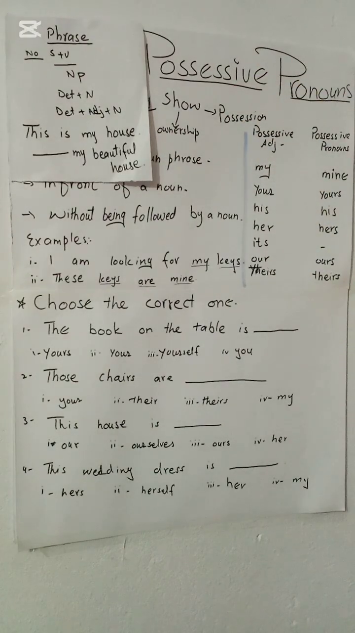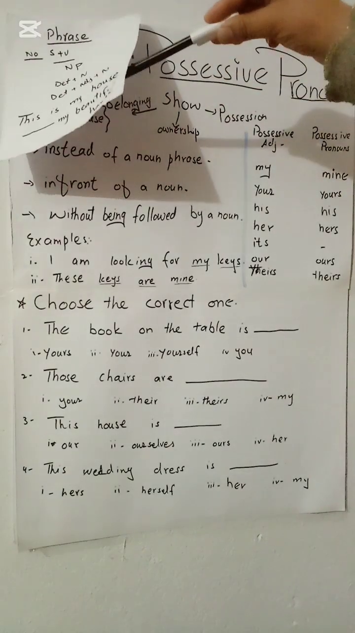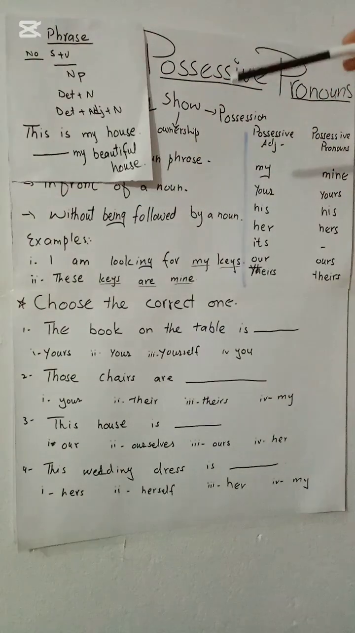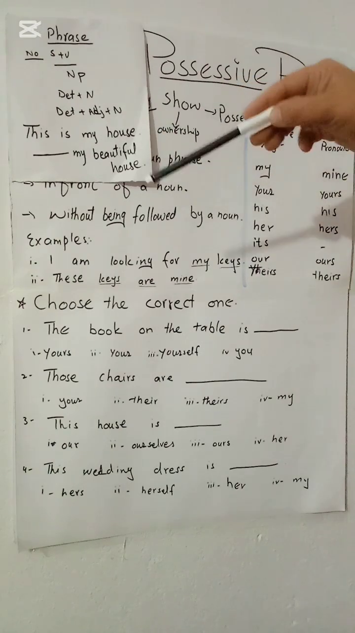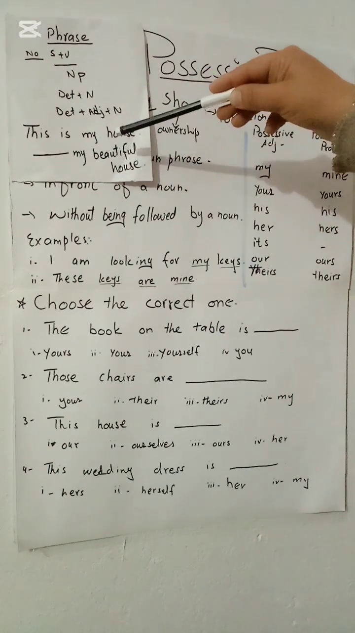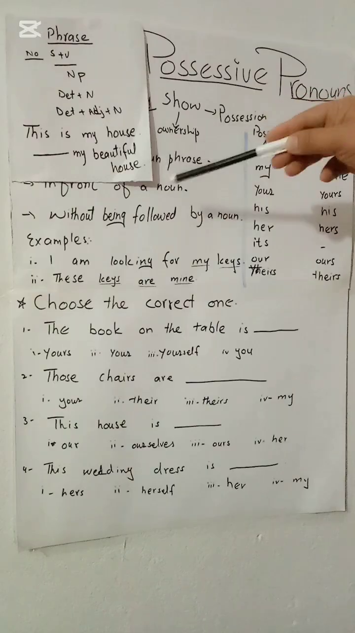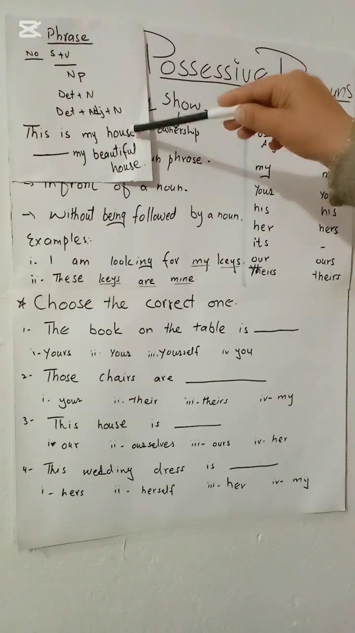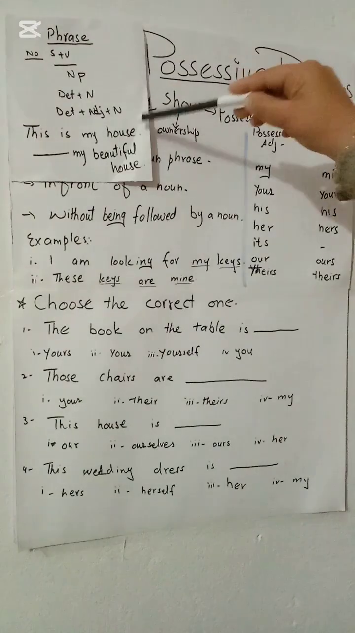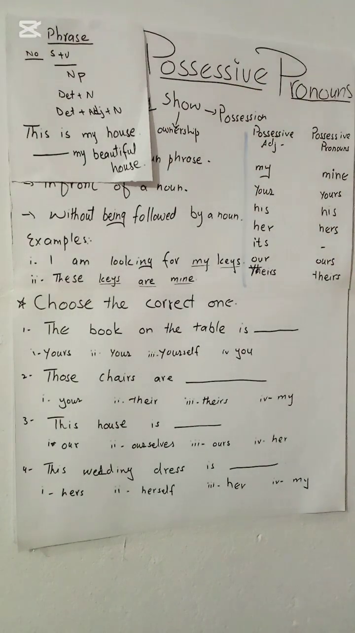So we discussed that we use a possessive pronoun instead of a noun phrase. If we use a possessive pronoun in this sentence, we will not say this is mine house, but this house is mine. In this way we make a correct sentence. This house is mine. So we replace the whole noun phrase with the possessive pronoun, which is mine.